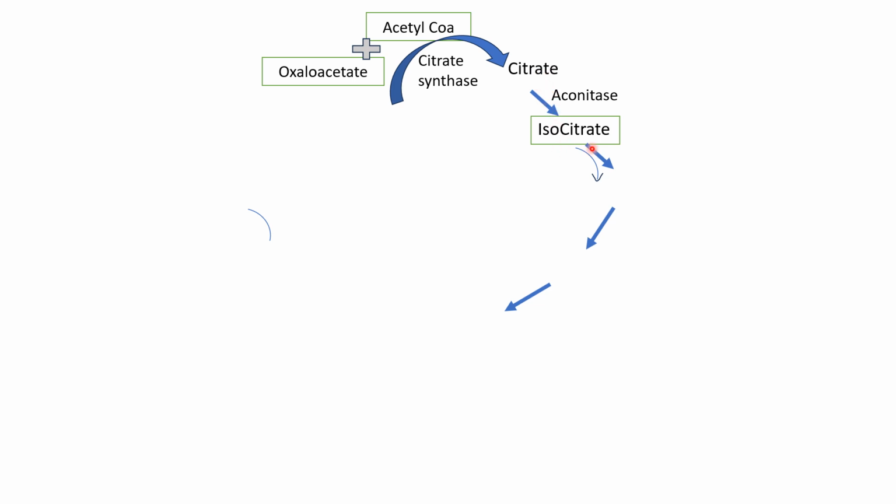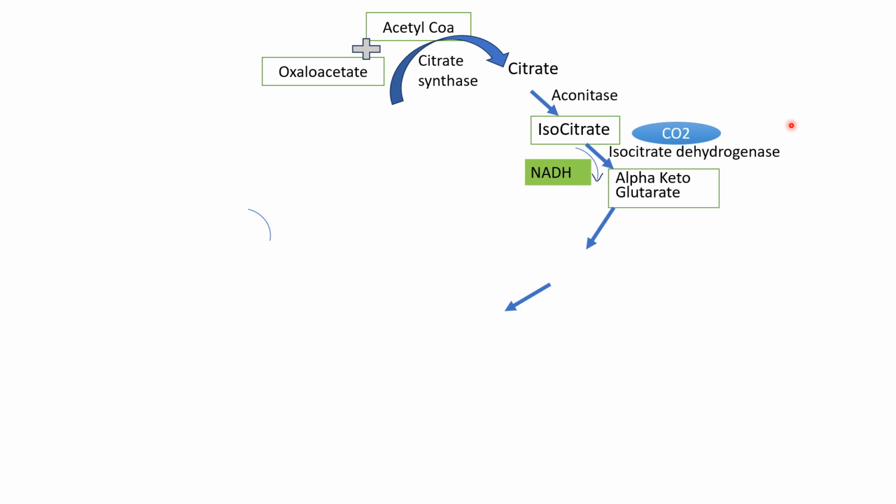Now, can I keep, so K is alpha-ketoglutarate. To form alpha-ketoglutarate, one should remember that a dehydrogenase enzyme is involved, which is isocitrate dehydrogenase. Any enzyme with the suffix dehydrogenase will result in the production of hydrogen which will convert NAD to NADH. So NADH will be released, and the dehydrogenase will also release one carbon as carbon dioxide. So this is the general rule.